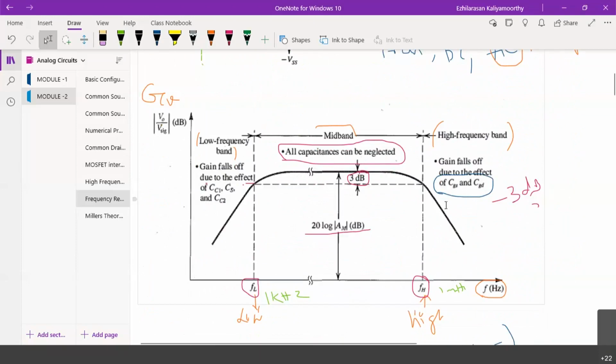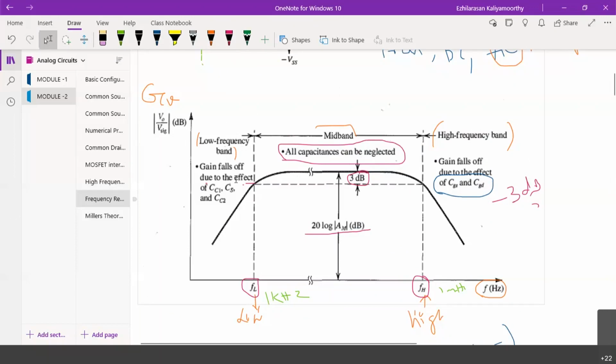Now here, you are going to see with the inclusion of the capacitors how the frequency is affecting the common source amplifier, that is, how the gain is affected by the low frequency band and the high frequency band. In the low frequency band, the gain will be reduced due to the effect of CC1, CC2 and CS. In the high frequency band, the gain will fall due to the effect of the junction capacitances, that is gate to source and gate to drain.